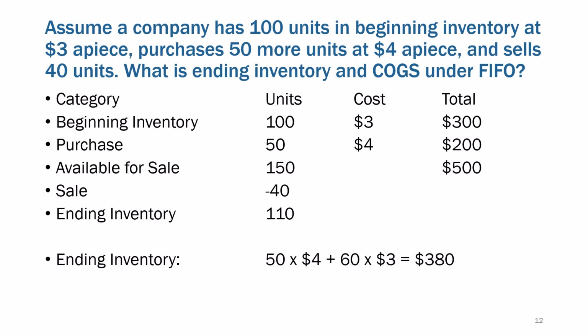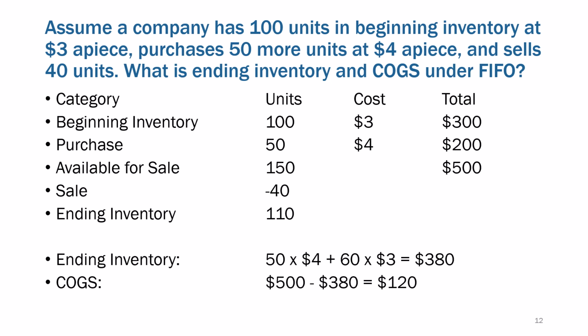So under FIFO, that means that the 40 that we sold came from our beginning inventory. So all of that purchase is still sitting in our ending inventory. Those 50 units at $4 a unit, and then 60 units from beginning inventory are still sitting in our ending inventory at $3 a unit. We do that math right there, and we get $380.